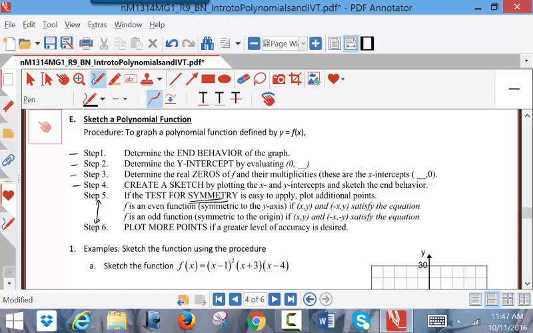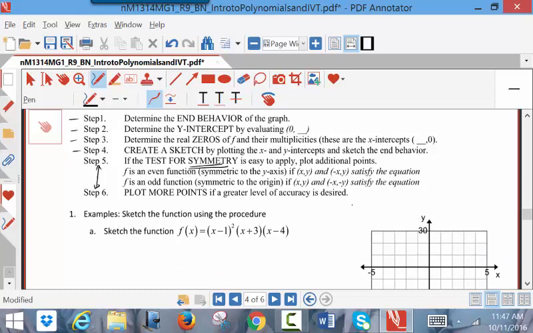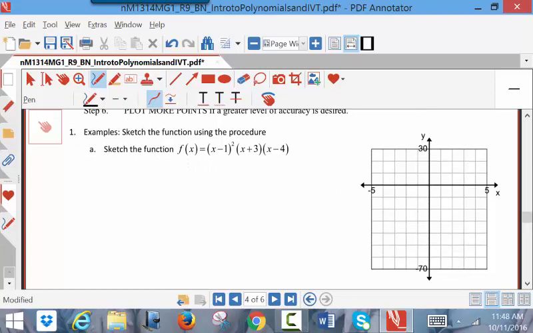Meaning, does this thing show symmetry with respect to the y-axis? You know, that kind of helps you to graph it. All right, so let's focus on the new stuff. Let's go through the procedure. So step 1 was end behavior.